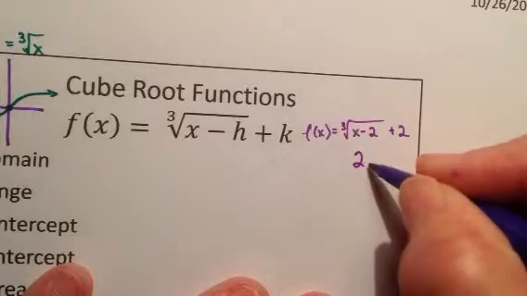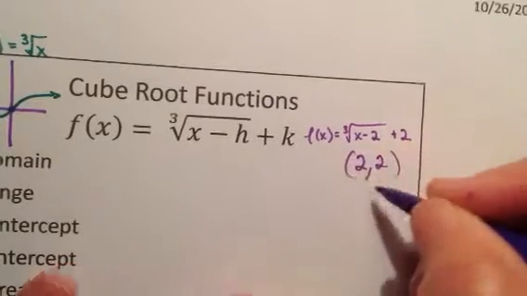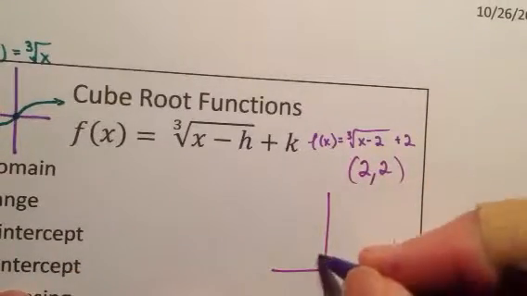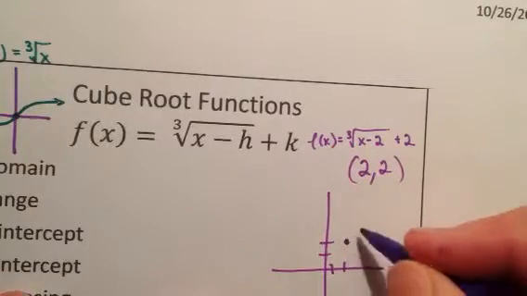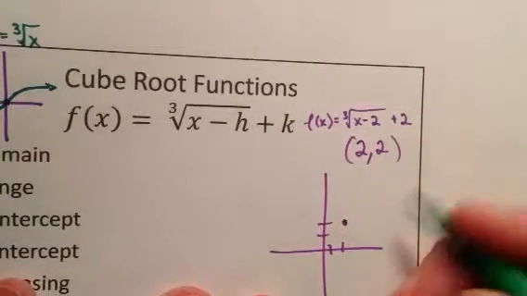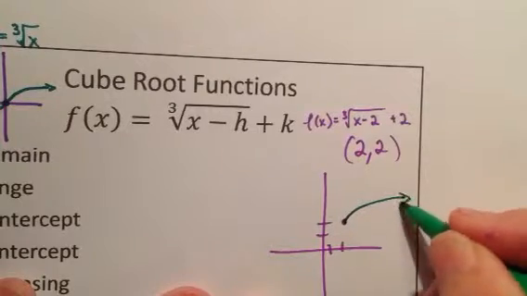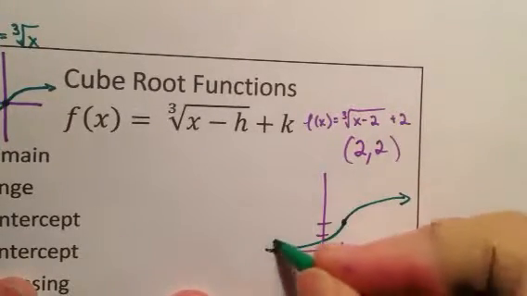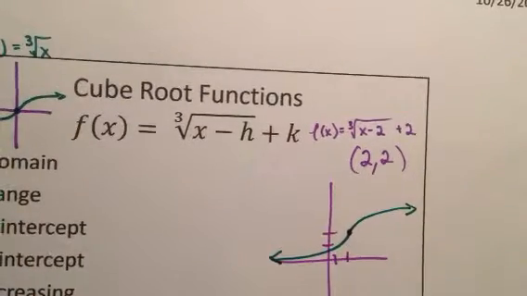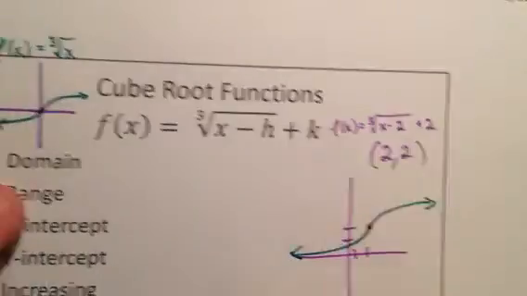So we're going to get our vertex at 2, 2. So 1, 2, 1, 2. And what I'm going to do is start at that vertex and go off that way and then go back down this way. Okay? So my domain, these are really nice.